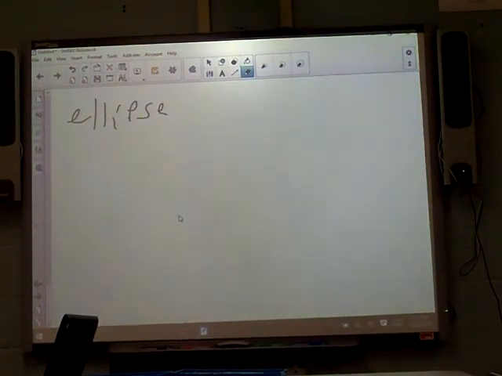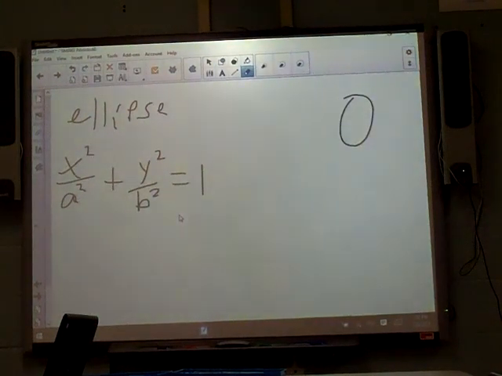I just assumed too much, and I started talking about ellipses, assuming first period knew what they looked like. And finally, a poor little girl raised her hand and said, I don't have any idea what an ellipse is. My best explanation is it's an oval. Kind of an egg shape, an oval shape. You know, sometimes my circles look like ellipses.